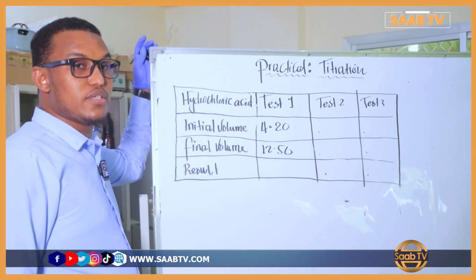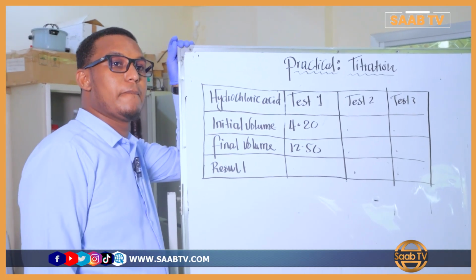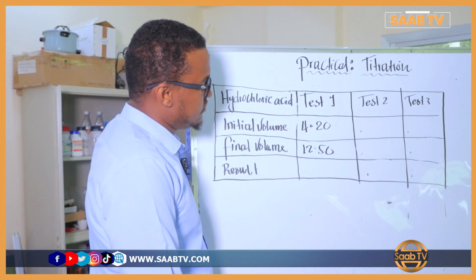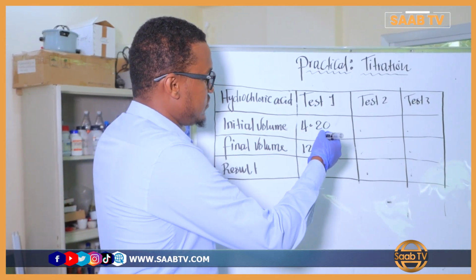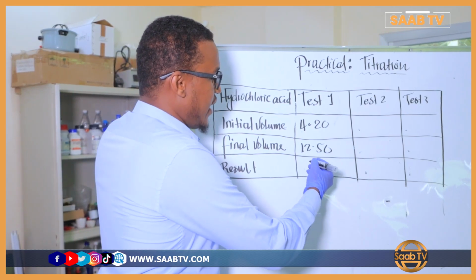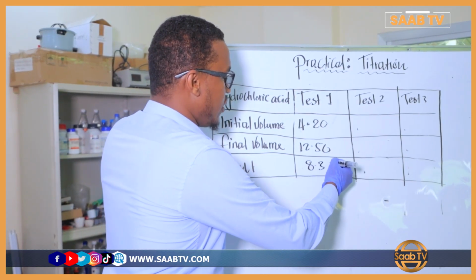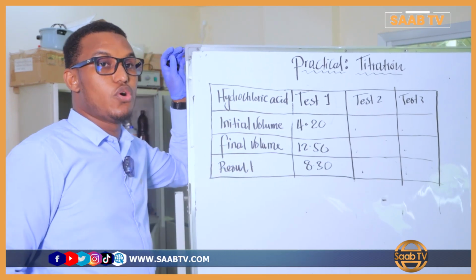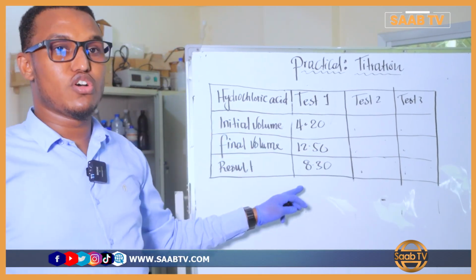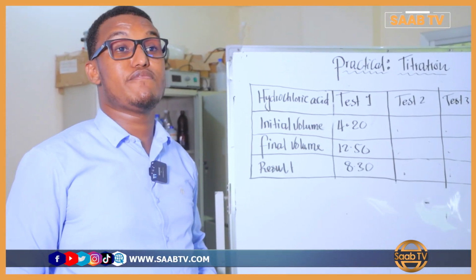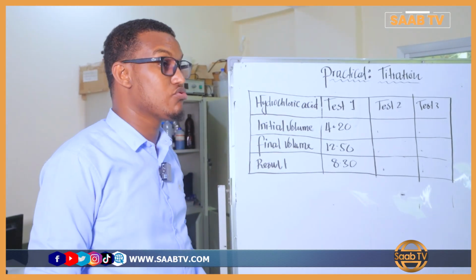Let me subtract. How much? It is 8.3. Yeah, 8.3. So that's the amount of acid that neutralizes the 25 cubic centimeters of sodium hydroxide.